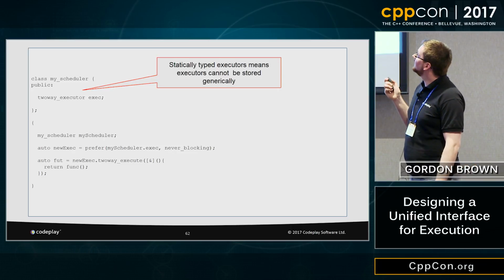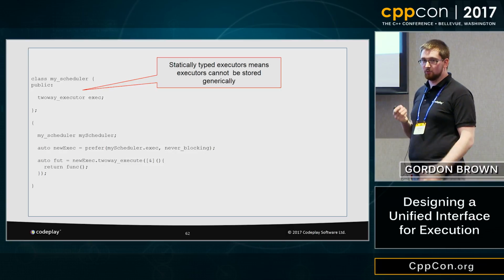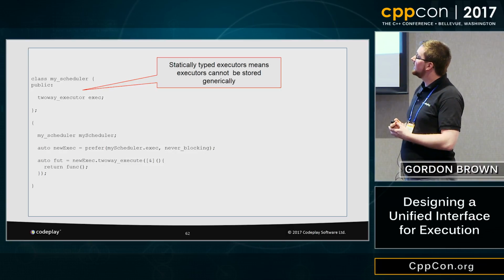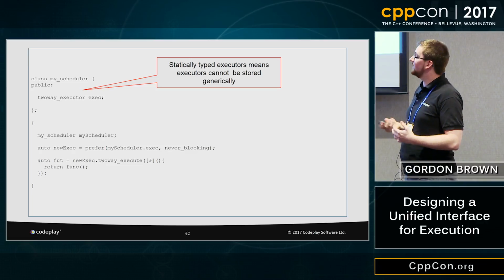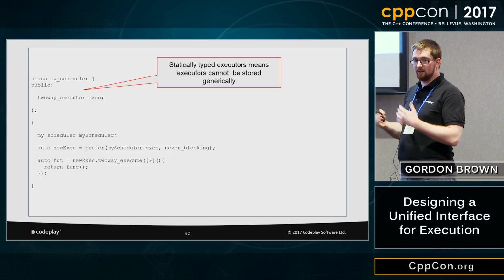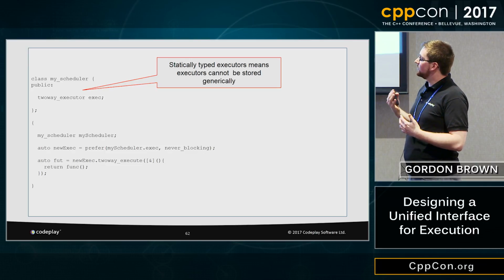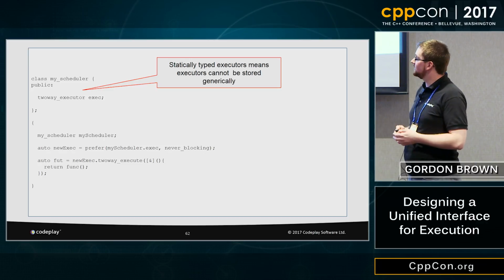The first is that statically typed executors can't be stored generically in a container like this. For example, if you want to modify it in line, you can't do that. You always have to return a new type. Essentially, if you ever want to modify the behavior in an executor, you have to return a new type, and after that's used, it's discarded unless it's kept later on.